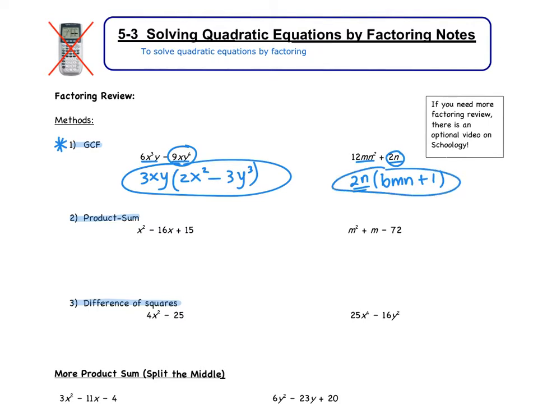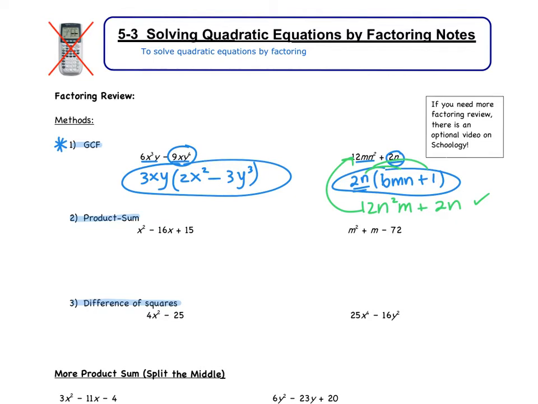Now the question is, how can I check my answer? How do I know that that's right? Well, if I were to distribute that 2n, I should get back to where I started. So let's try. If I distribute the 2n, I get 12n squared m plus 2n, which is exactly where I started. Now, the first term, the order of the variables is a little different. That's fine. It's where I started, which means I have the right answer. So that's the first type of factoring. Any factoring problem you have, you always need to look for the GCF.